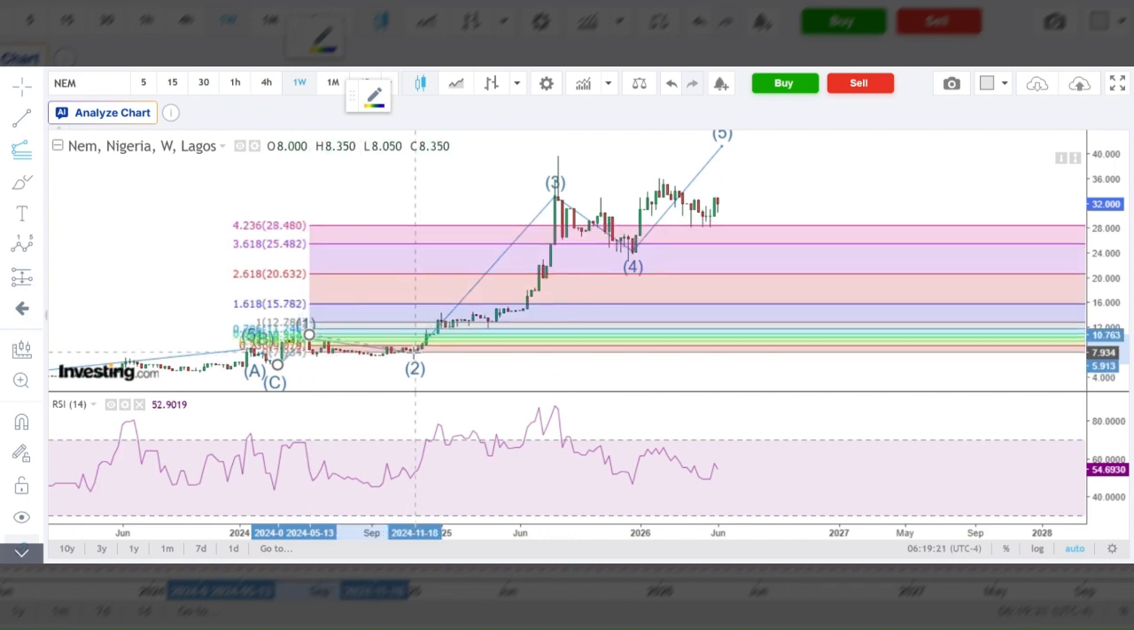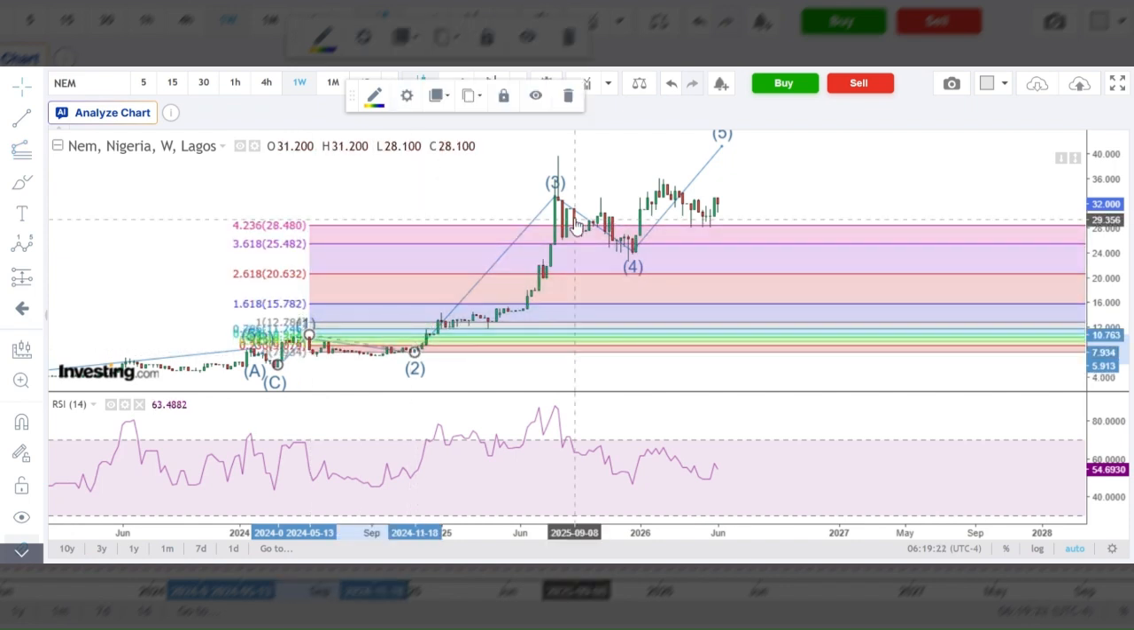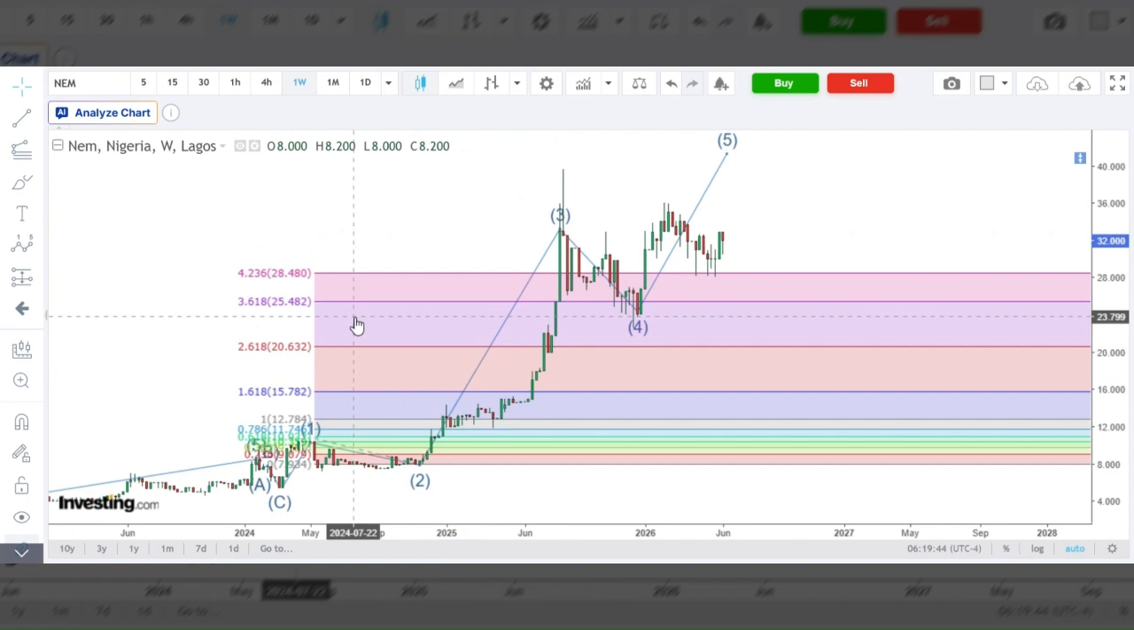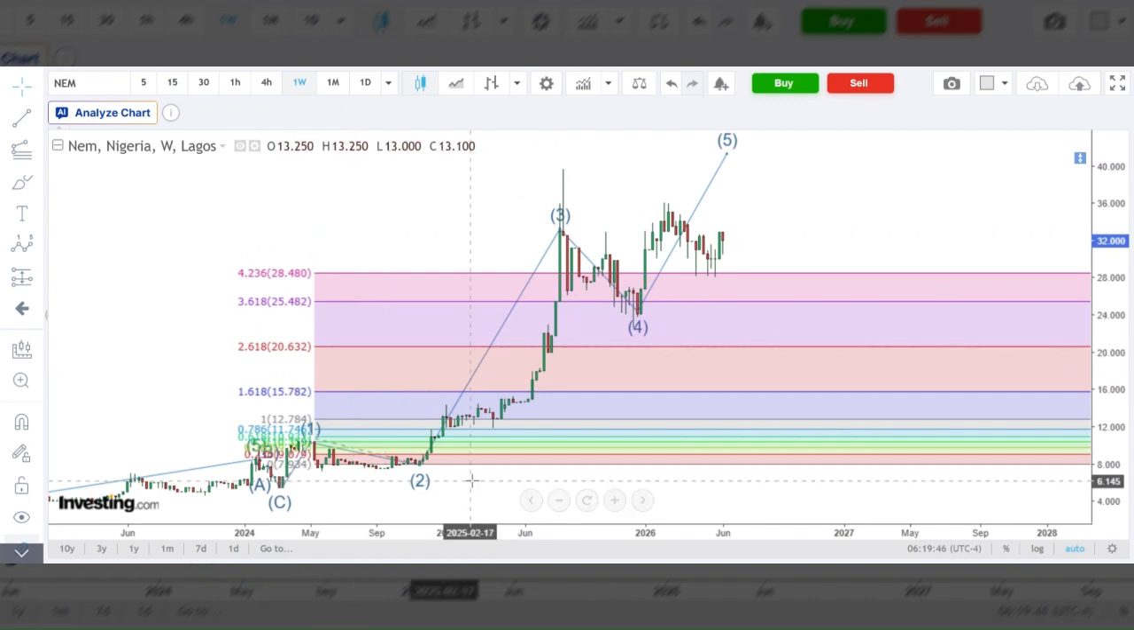As you can see, wave 3, which is always the longest wave in an Elliott wave, actually broke out of our Fibonacci. Normally, it's supposed to end here, but it didn't. It actually went on another bull run. That is just to show that at that moment there was a positive sentiment in the market.